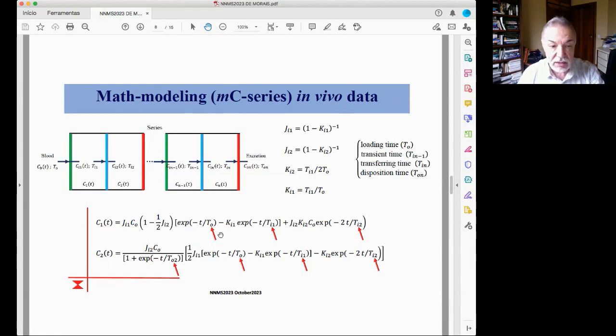Again, the most important parameters are the typical times. T naught is the loading time, the typical time for transferring material from the blood to the first compartment. And then, in sequence, you have the transient time from one compartment to the next one.